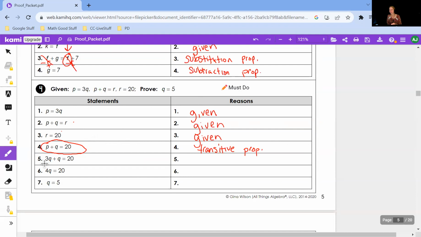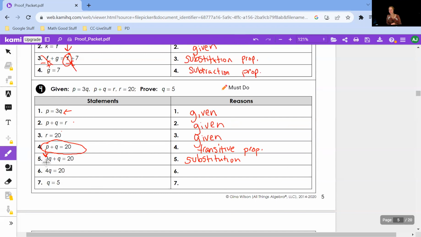All right, so next step. Now we suddenly have 3Q plus Q equals 20. What did we do here? Well, the difference between these 2 lines is that this P became a 3Q. It looks like we can do that because of this. So what we did was we substituted. We came to the substitution property by saying, well, instead of P, I can write 3Q, which is perfect.